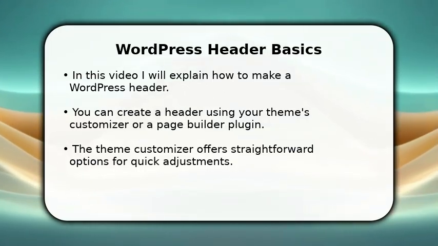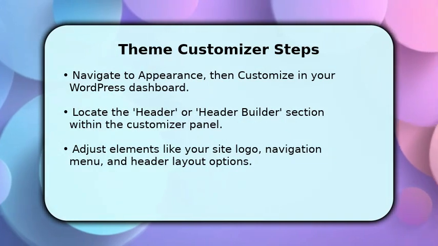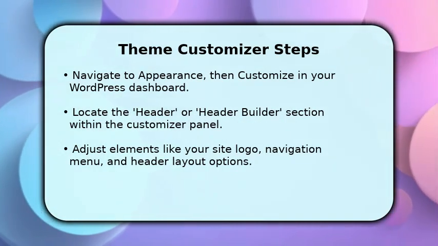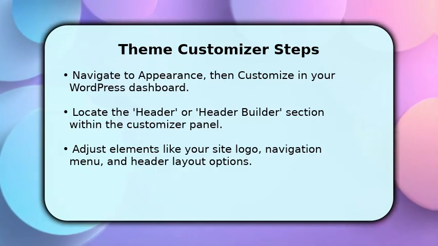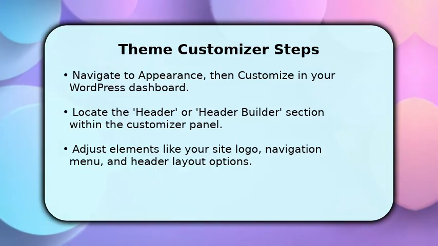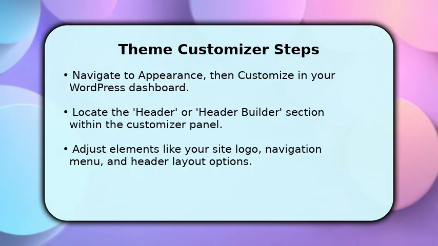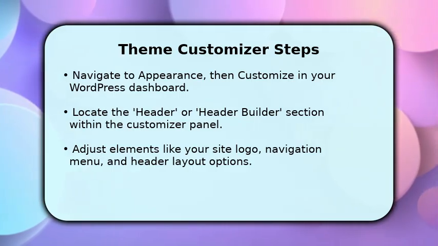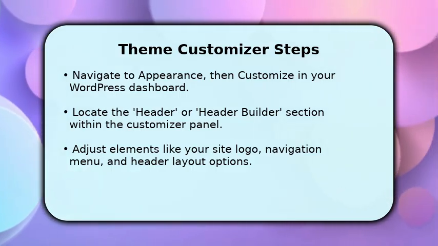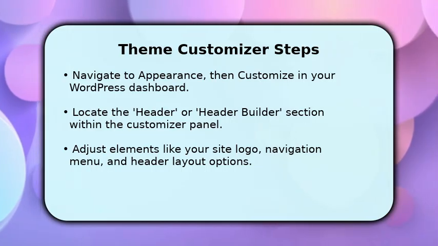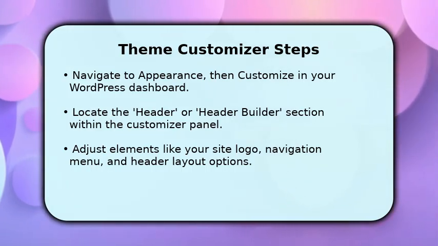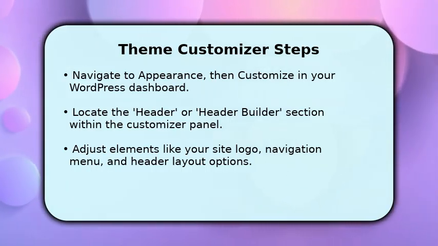Let's get started. Using the theme customizer is a fantastic starting point for many. Simply go to Appearance, then Customize from your WordPress dashboard. Within the customizer, you will find dedicated sections for your header, often labeled Header or Header Builder. Here, you can easily upload your logo, arrange your navigation menu, and select from various layout options. You can see all your changes in real time before publishing them with a single click.